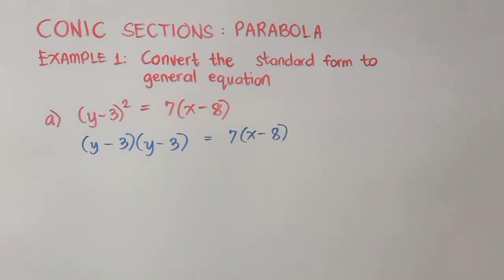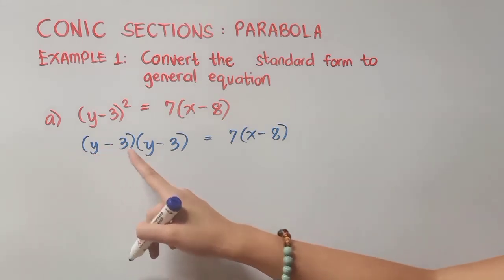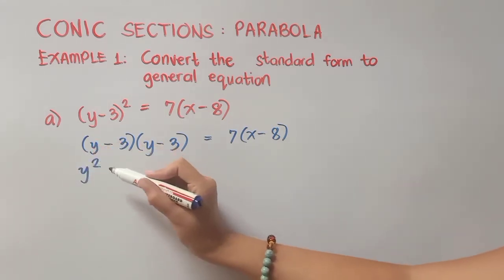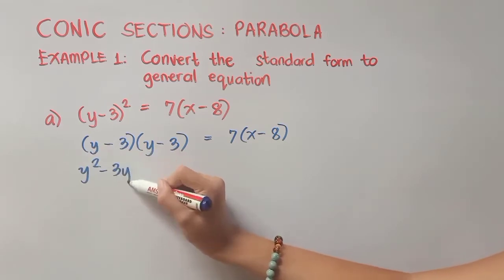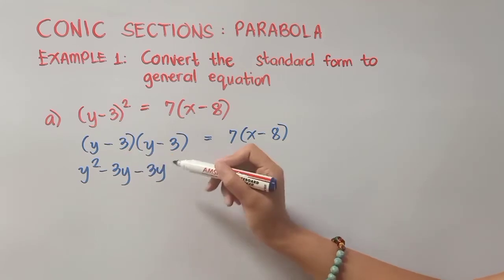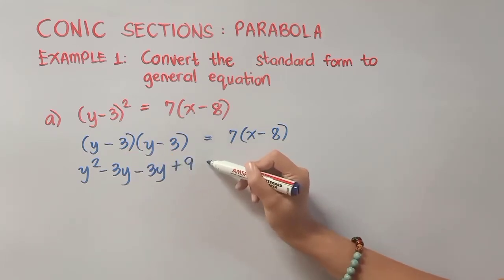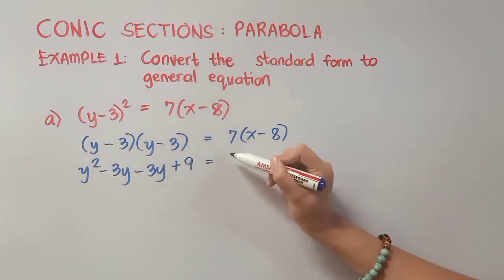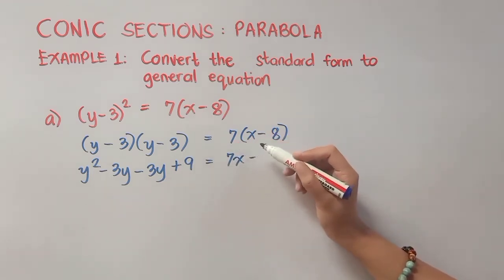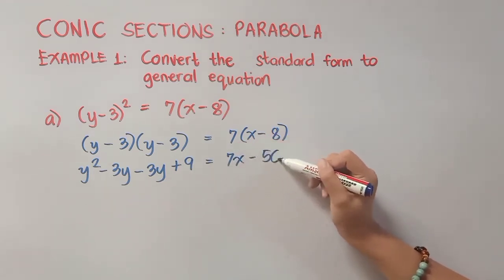Doing the FOIL method, we have y times y, that is y squared. Y times negative 3 is negative 3y. Negative 3 times y, that's negative 3y. Negative 3 times negative 3 is positive 9. I will distribute 7 here, so that's 7x. 7 times negative 8 is negative 56.